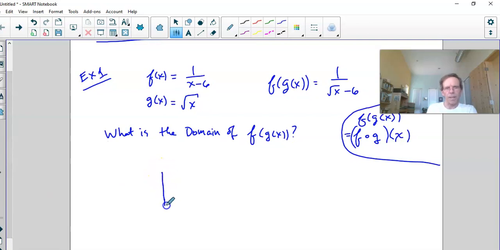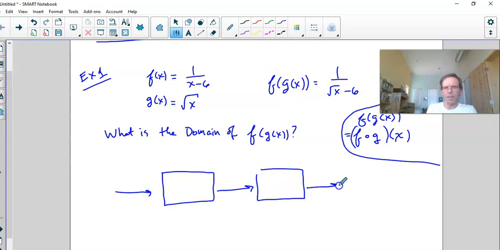I think the best way to figure it out is to analyze the problem using the schematic diagram that these composite functions can be represented by. So x starts and goes into g. We always start from the inside out. The x goes into g, and that spits out g of x, and then that goes into f, and then that outputs f of g of x.